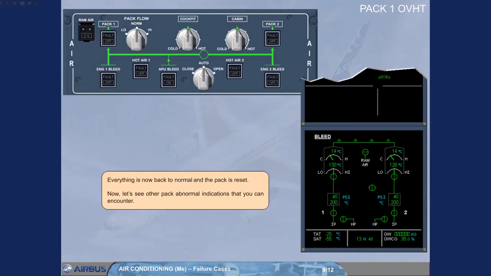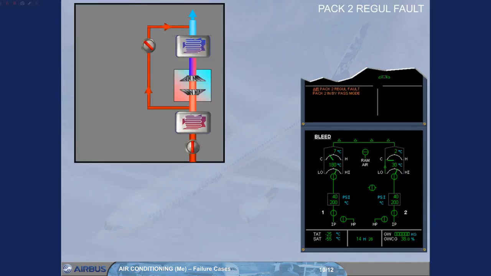Now let's see other PEC abnormal indications that you can encounter. You are in flight and the air cycle machine of PEC 2 has failed. In this case, a bypass valve opens automatically, allowing the air to bypass the air cycle machine. The bleed air is now cooled by the heat exchangers only.